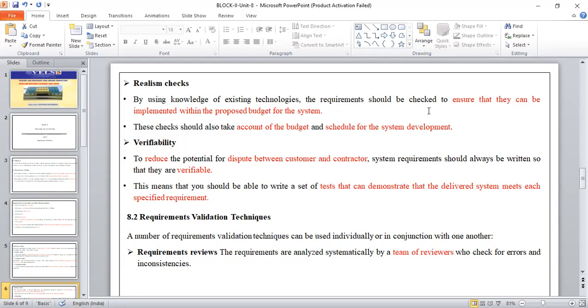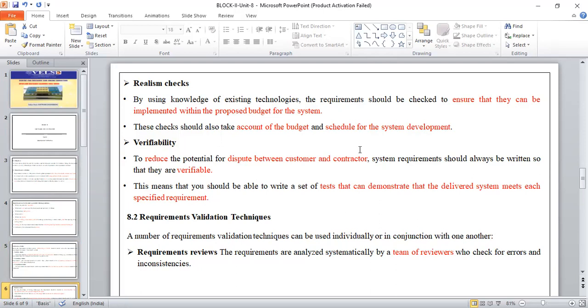Therefore, the requirement should be checked to ensure that it can be implemented with the proposed budget. If it is not going to be implemented within the proposed budget, it is really a waste for the development team. Otherwise, the customer or client is giving a budget more than the actual amount. It is a waste for them. Therefore, it should be ensured that they can be implemented within the proposed budget for the system.